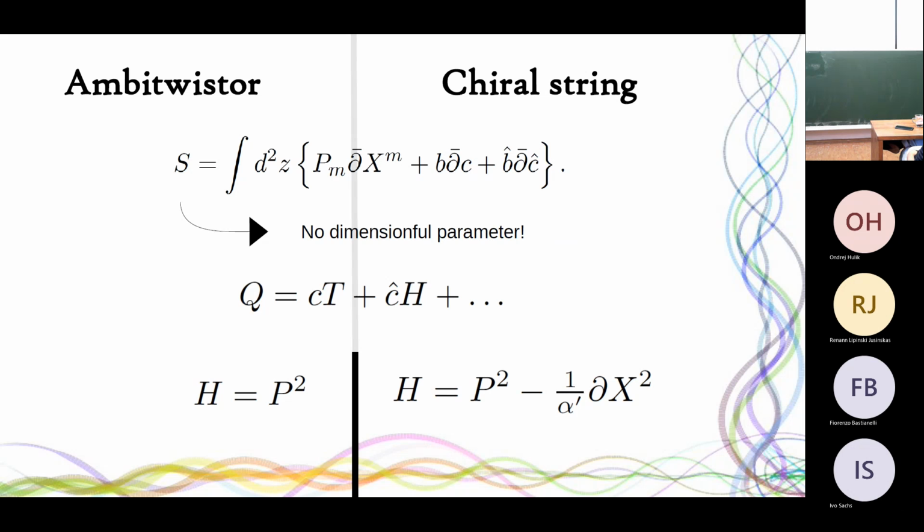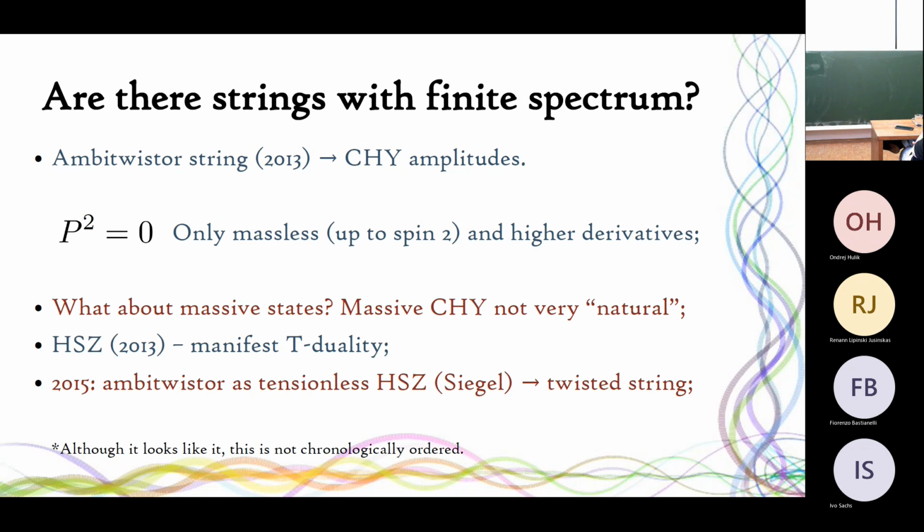So here on the left hand side you have the amplitude string, and then on the right hand side the chiral string, or the HSY model. You see that the action is very simple. This is a two-dimensional action. This x is the target space coordinate, so this is the coordinate of the string in space-time. And these here are ghosts. They come from the reparametrization symmetry and from this constraint here that I showed you, p squared equals zero.